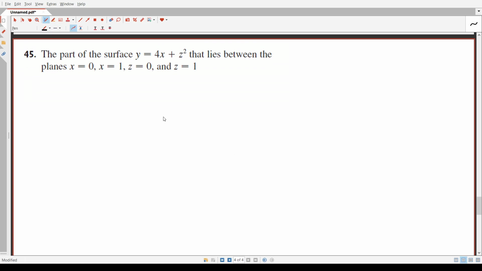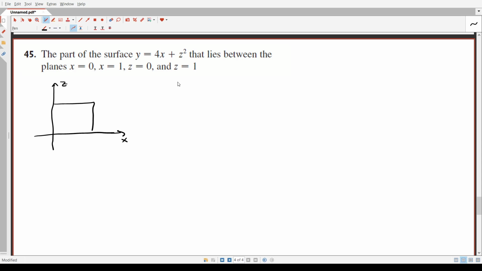Okay, so it says the part of the surface that lies between x 0 and 1 and z 0 and 1. So if I'm looking straight down, here's x and here's z. So this describes some region, and I have a surface up above this, right? This is my surface. So that's kind of what it's describing.